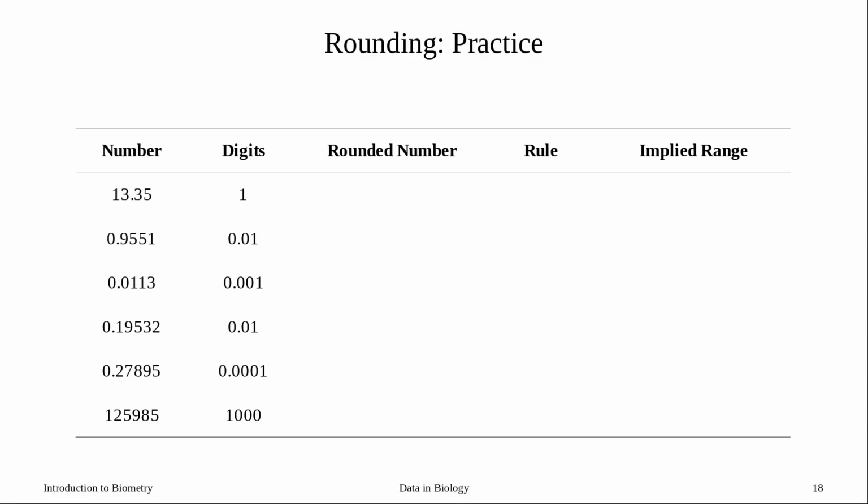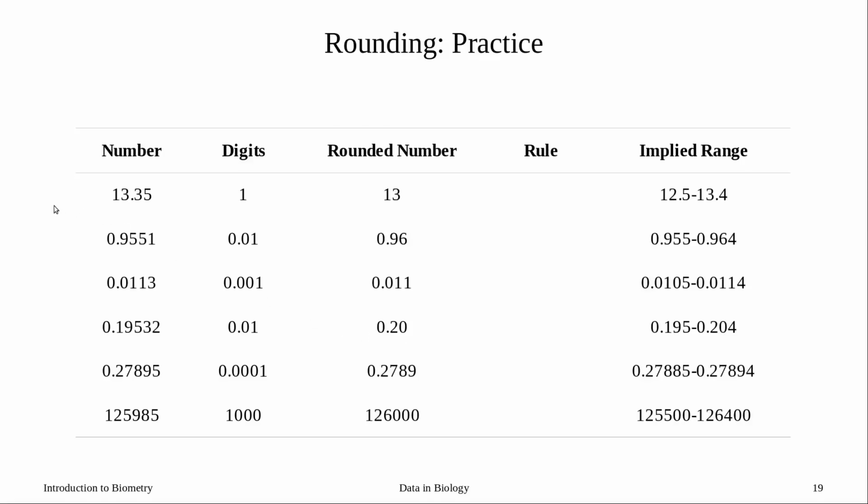Alright, so hopefully you took the time to round these numbers by hand and come up with their implied range. So let's take a look at them. The first number, we want to round here. That's our target. We look at the next number, a 3. That means we leave that alone. So our rounded number is 13.